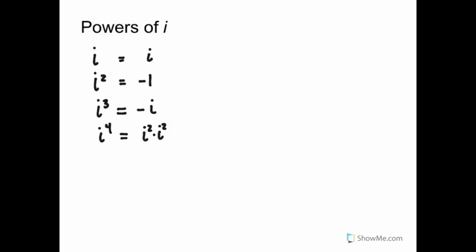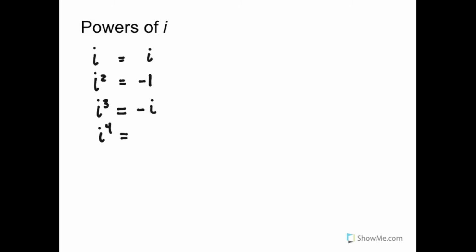The powers of i form an interesting pattern, and because of that, we can easily evaluate very large powers of i. So i to the 1 power, of course, is just i, and we know i squared is negative 1. So i to the 3rd, which is i squared times another i, is negative i. And i to the 4th is negative i times another i, or positive 1. You could also think of it as i squared times i squared. That would be negative 1 times negative 1.